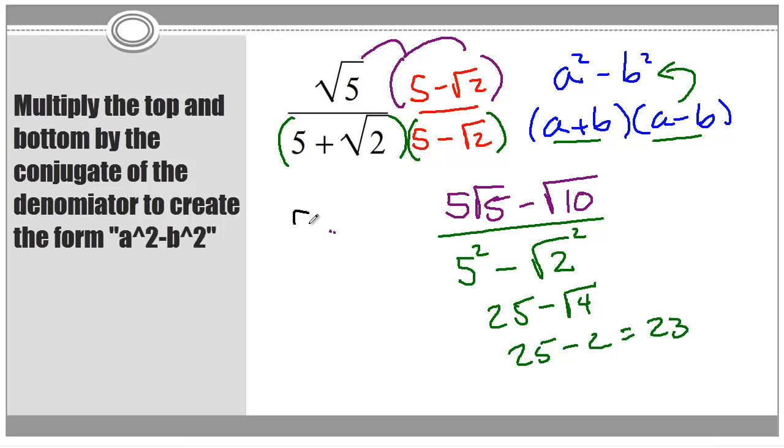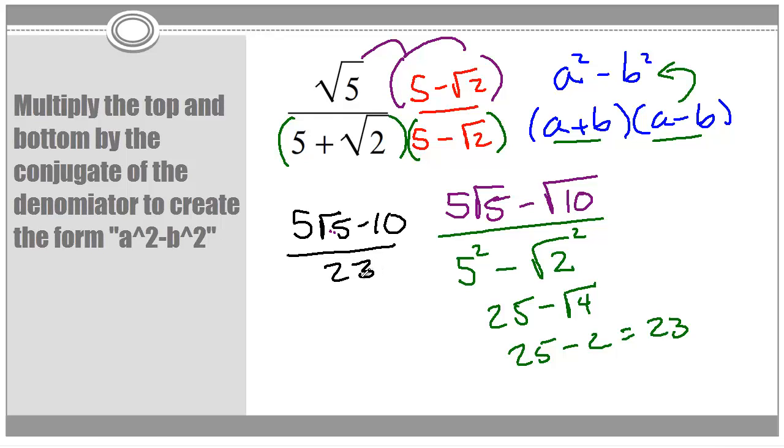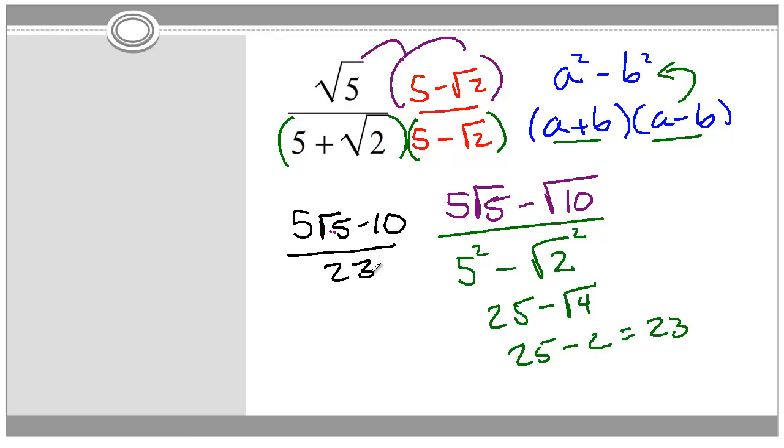And my final fraction then is 5 root 5 minus 10 over 23. And you can see I no longer have a radical in the bottom of my fraction.